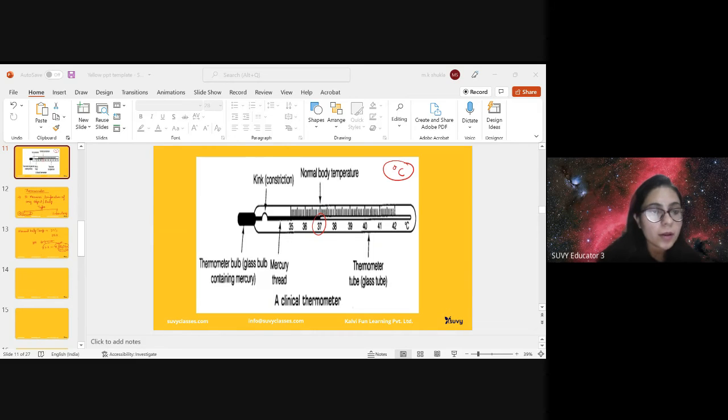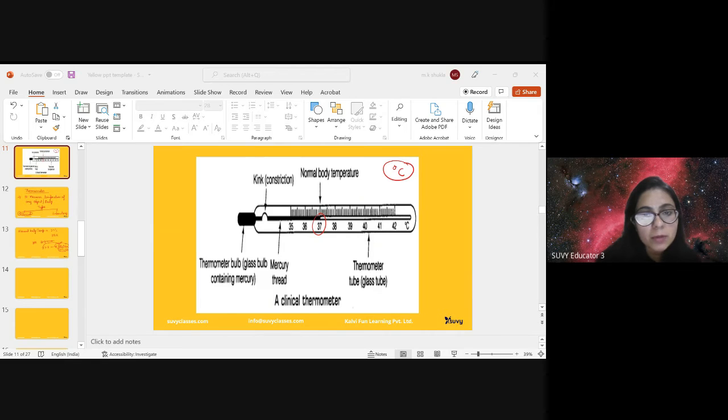Now, laboratory thermometer. You can see this yellow colored thermometer in the picture. It is very big in size. This kind of thermometer is used in the labs. So different types of thermometers are used for different purposes.